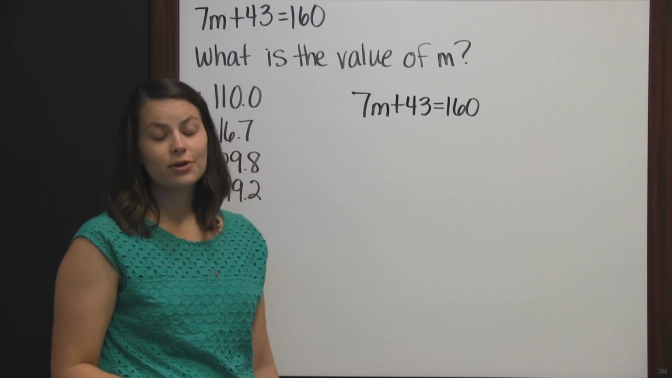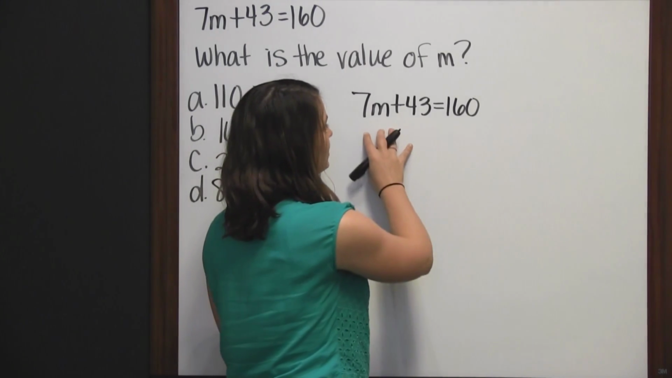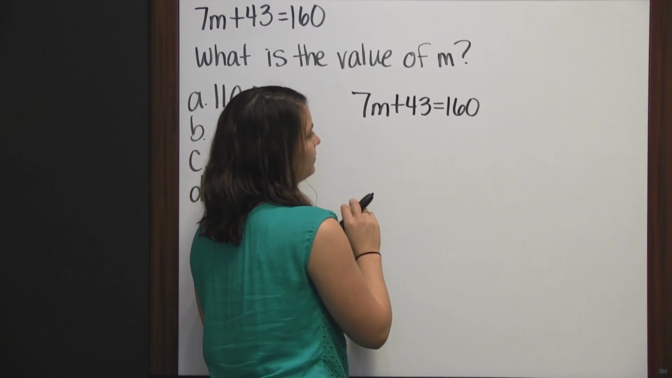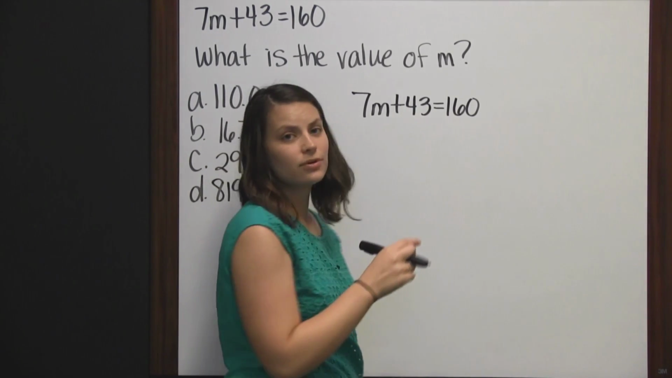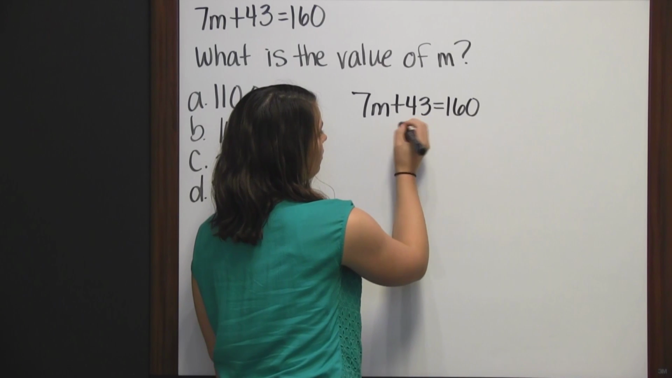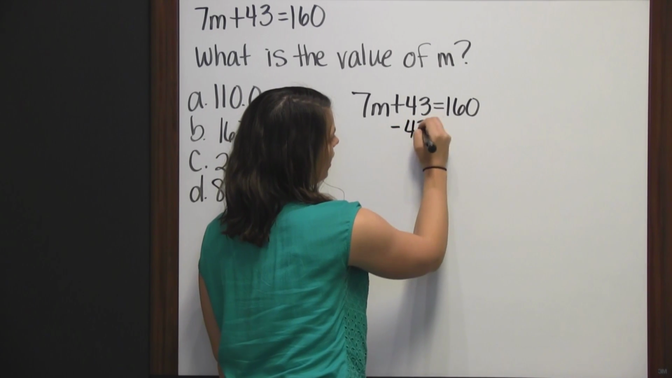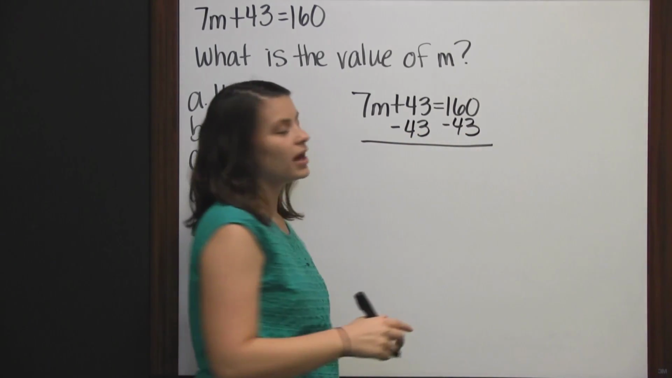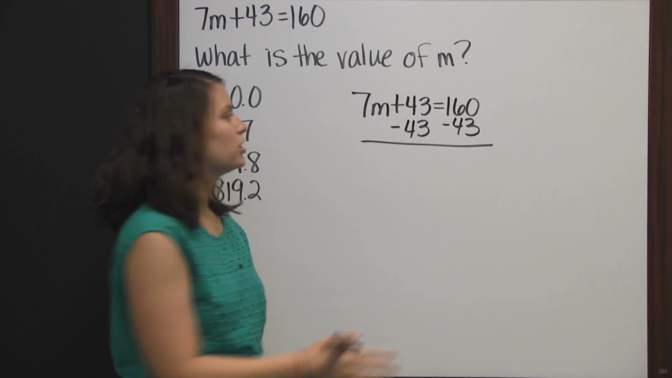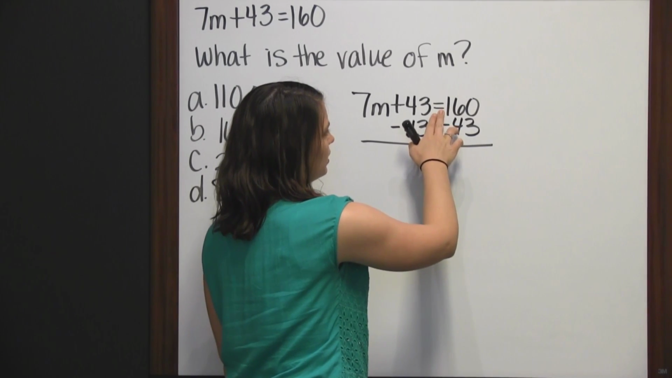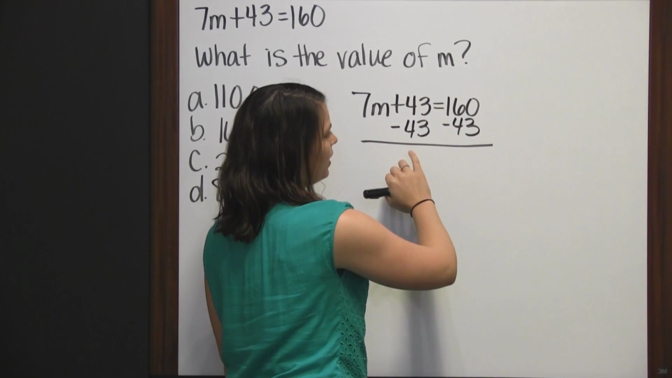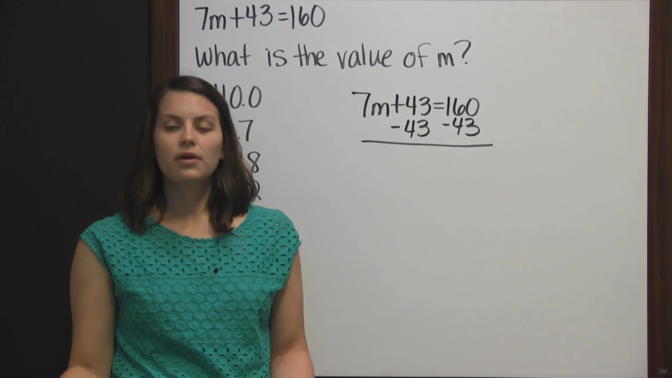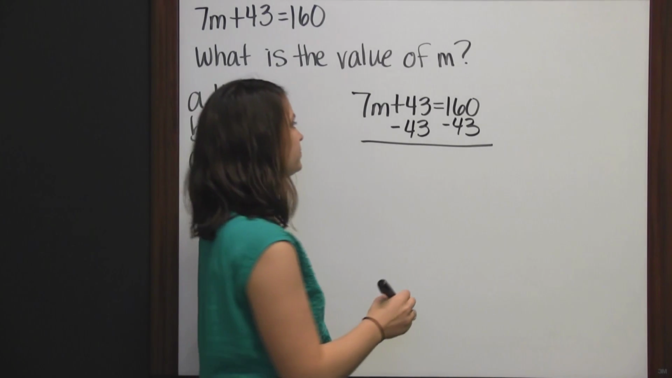But there's a much easier and more direct way. And that is to undo the operations that are done to our variable m. We're going to start by undoing the addition of 43. So we're going to subtract 43 from both sides. And as long as we do that to both sides, we keep our equation equal and balanced. If you have something that's equal to something else, and you take away the same amount from both of those things, then they'll still be equal to each other.